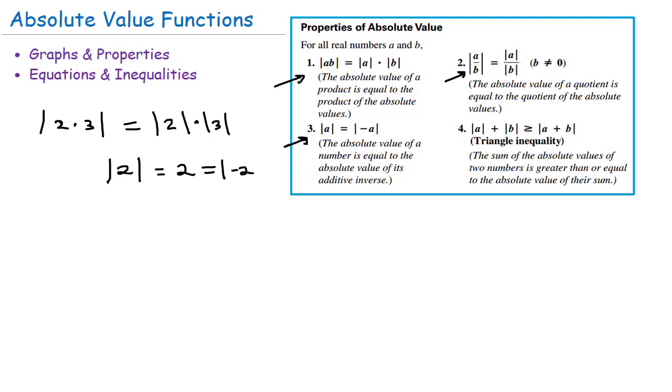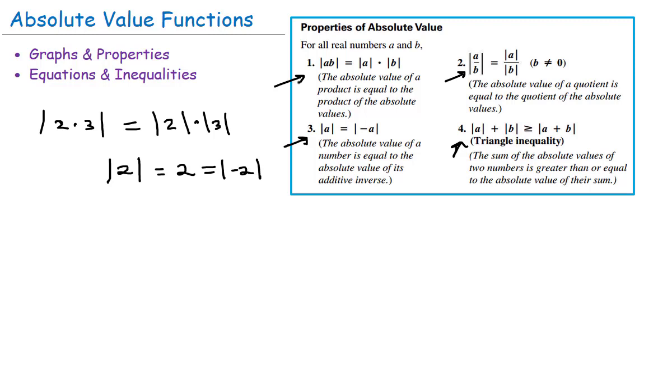So they're both equal to the same number, which is the positive value. So the fourth one, let's just take a look at this. This is called the triangle inequality. It's saying that if I take two separate absolute values and add them, they're either equal to or greater than the sum that I find before I take the absolute value.